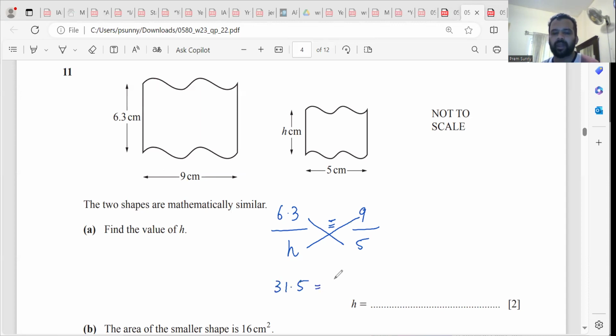31.5 is equal to 9 times h, which is 9h. So this multiplication of 9 goes to the other side and becomes division by 9. So h will be 31.5 divided by 9, which gives the answer 3.5. The h value will be 3.5. Now moving on to the B part of this.